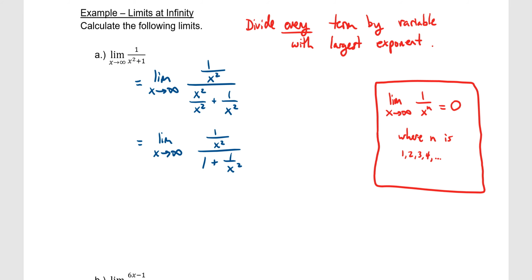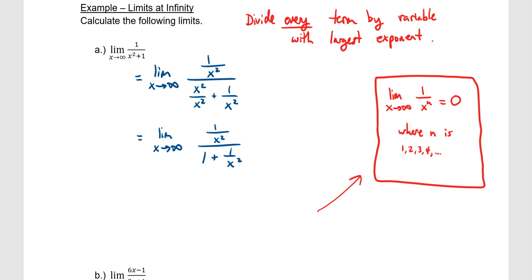But actually what we just did is pretty helpful. And we need to use this little fact that I wrote over here. The limit as x goes to infinity of 1 over x to an exponent will equal 0 when that exponent in the denominator is either 1, 2, 3, 4, 5, and so on, as a natural number. So let's take a look at these separately.